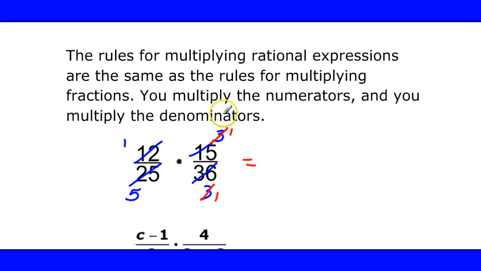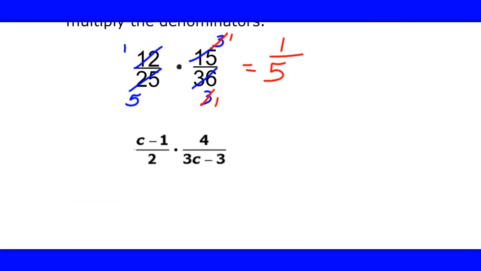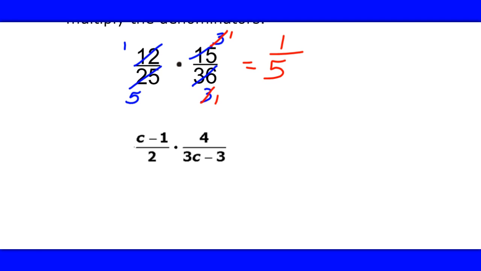What am I left with? On the top, I'm left with 1 times 1. On the bottom, I'm left with 5 times 1, so that is 1/5. We're going to do the same thing with the rational expressions. But again, please remember, you cannot cancel out until you have factored. You can never cancel out a piece of a binomial or a trinomial or any polynomial other than a monomial.